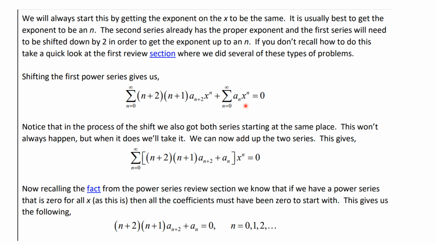So now I have what I really basically need, because we're starting at the same place, n equals 0, and we're having the same exponents. So now I will combine these into a single series and factor out the x to the n. But now we have the property saying that the only way that a power series is equal to 0 for all x is if the coefficient is equal to 0. So this is equal to 0 for n equals 0, 1, 2, and so on.